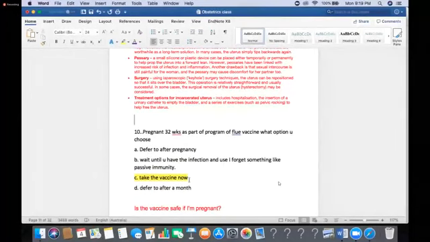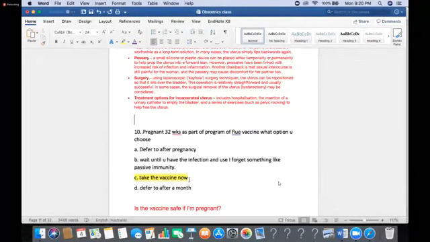So next, a pregnant woman at 32 weeks, as part of the program of flu vaccine, what option do you choose? Can anyone tell me what are the contraindications for flu vaccination? Is there any contraindication? Immunocompromised patient? We will give flu vaccination even in an immunocompromised patient, doctor. There are no contraindications for flu vaccine.